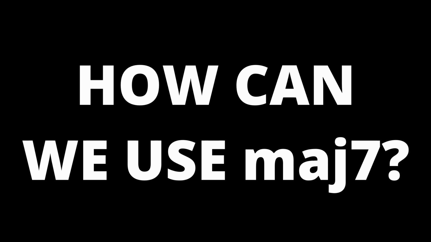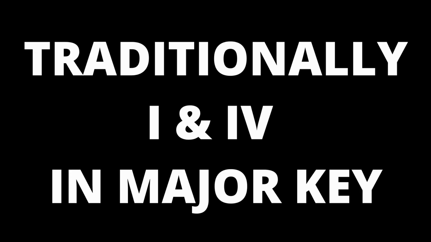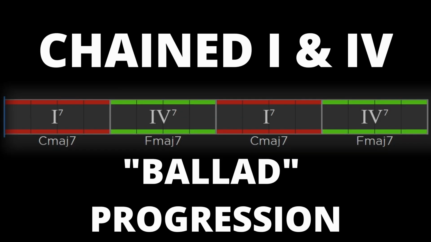How can we use the major 7th chord? In traditional harmony, the major 7th chord occurs on chords 1 and 4 in the major key. A classic way to use the major 7th chord is to chain the 1 and 4 together and repeat them as required. This is often employed in ballads. Please note that the examples will be in the key of C major.